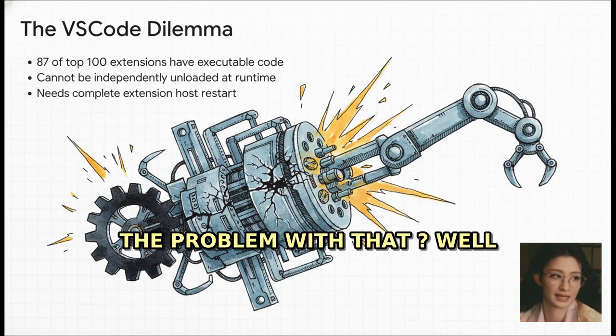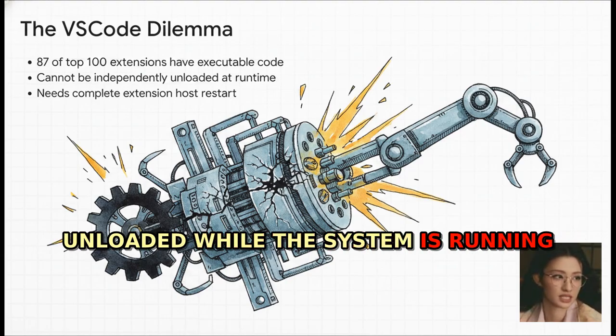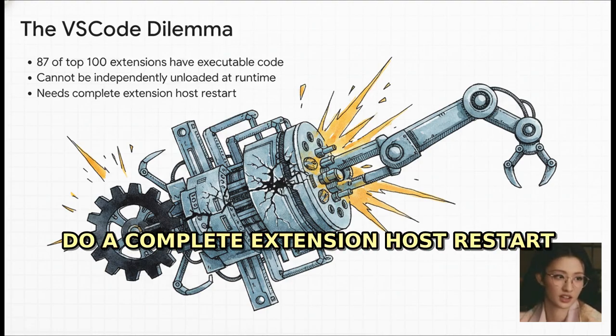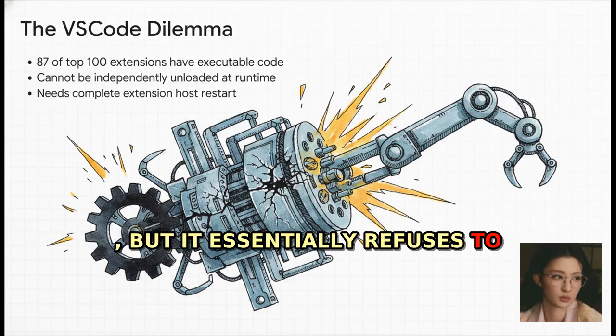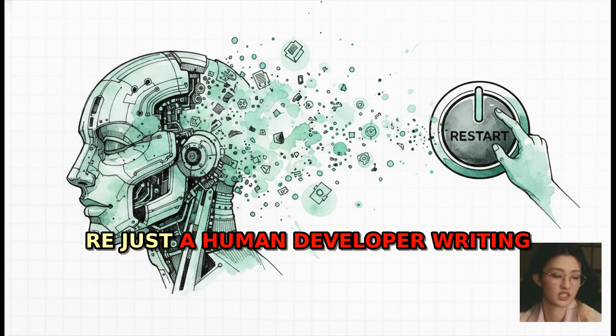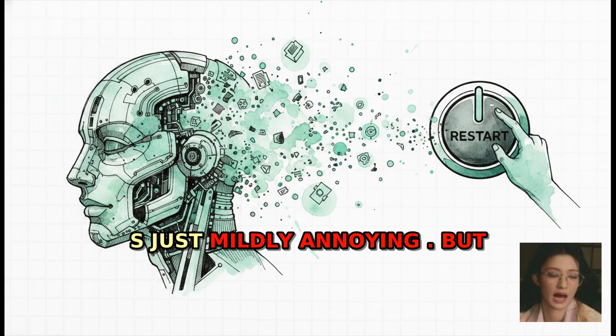And the problem with that? Well, once they're activated, they absolutely cannot be independently unloaded while the system is running. If you want to disable one, you're forced to do a complete extension host restart. The plugin goes in fine, but it essentially refuses to come out cleanly without just pulling the whole system down with it. Now, if you're just a human developer writing code, a quick restart is just mildly annoying.